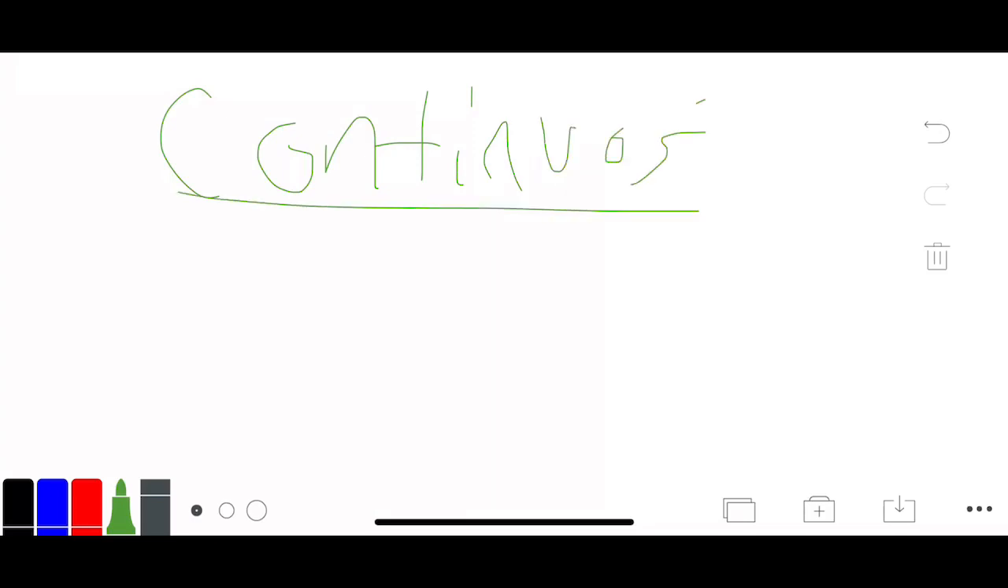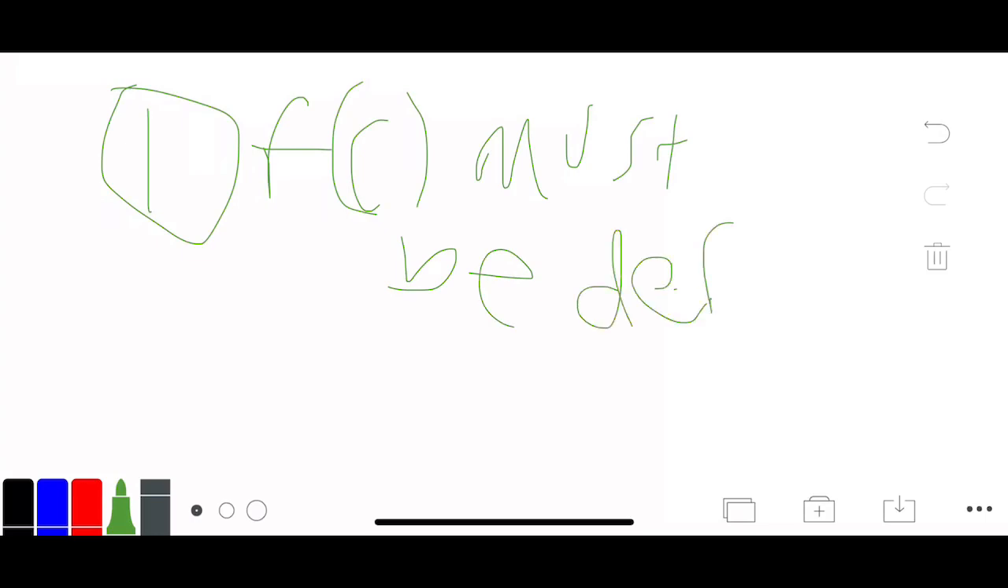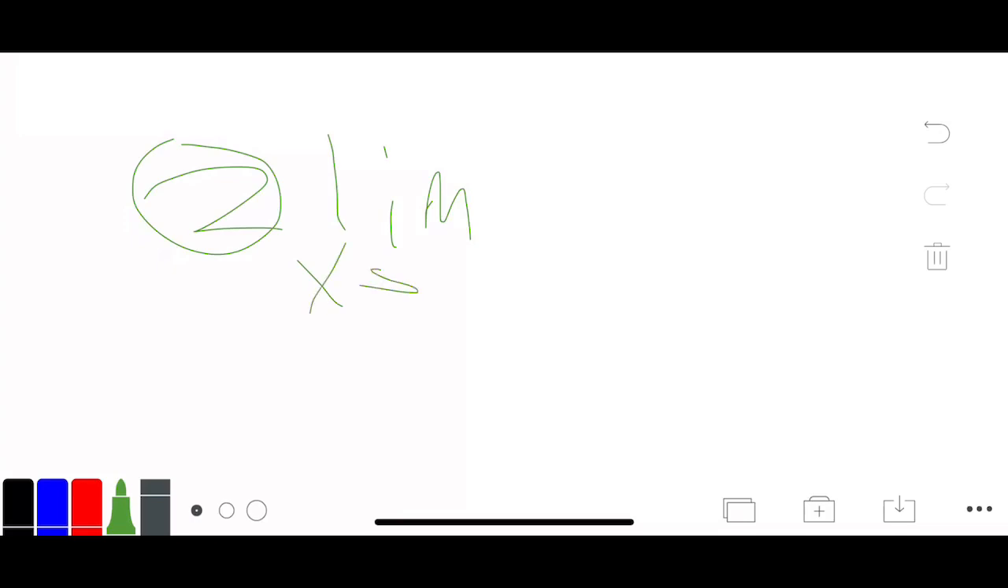So you have functions, and you're going to see something called continuous. You want to make sure the function is continuous. How do you know if it's continuous? You basically have 3 steps. First, you have your f of c, which is your f of your number. It must be defined, so you want your f of c defined. Number 2 is you want to have your limit, as x approaches c, and that must exist.